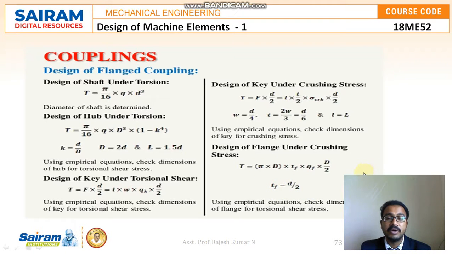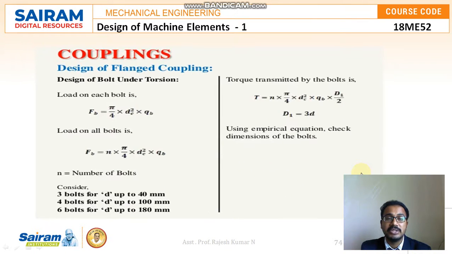So again, by using this formula, we will be checking the flange dimension for the shear stress. And next is bolt under torsion. So the load on each bolt is Fb equal to pi by 4 into dc square into qb, and the load on all bolts is Fb equal to n into pi by 4 into dc square into qb, where n is nothing but the number of bolts.